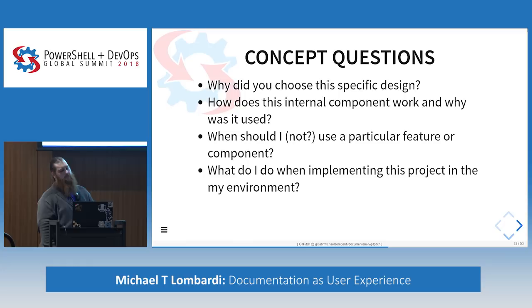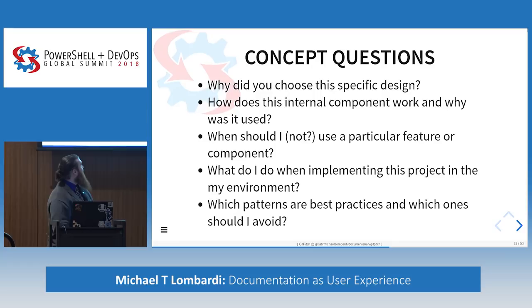What do I do when I'm implementing this project in my environment? How many of you have picked up a new product and it's time to get it in place, and they're like, "Yeah, so here's how you do it in dev, and this is something, something certificates, and then good luck securing it and getting it working, bye." There's a lot of enterprise, using the term loosely, products that do that to you. Right? Has anybody ever implemented something and then realized that their implementation was wrong? Show hands, thanks. And then, what are the best patterns and practices, and which ones should I avoid?